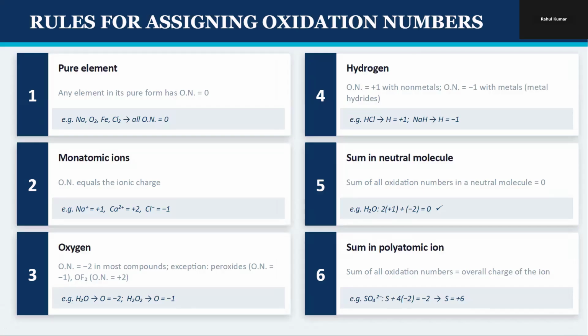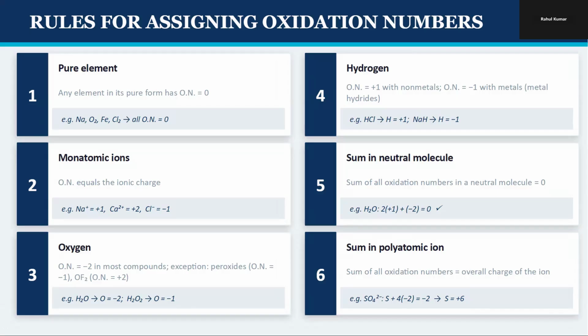So, rules for assigning oxidation number. Rule one, pure element: any element in its pure form has oxidation number 0. So sodium, oxygen, iron, chlorine, they all have oxidation number 0 because they are in their pure form. Rule two, monoatomic ions have oxidation number equal to the ionic charge. So Na+ has +1, Ca2+ has +2, Cl- has -1.